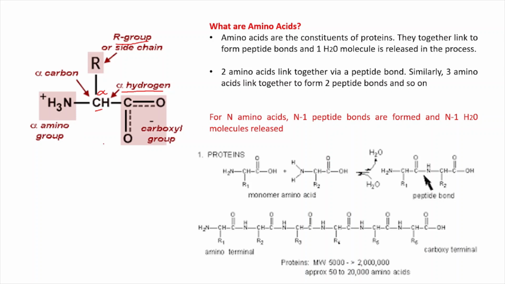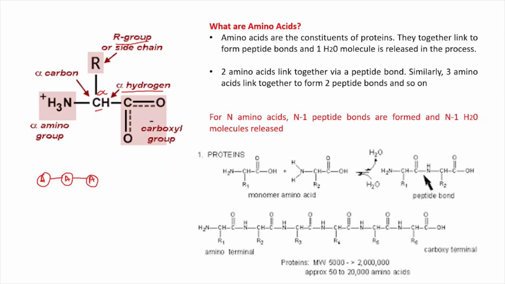In this way, two amino acids link together to form a peptide bond. If this is amino acid 1 and here is amino acid 2, these two amino acids form a bond which is called a peptide bond. Likewise, three amino acids join together to form two peptide bonds. Likewise, we have a chain of amino acids linked together, and that we call a polypeptide chain.